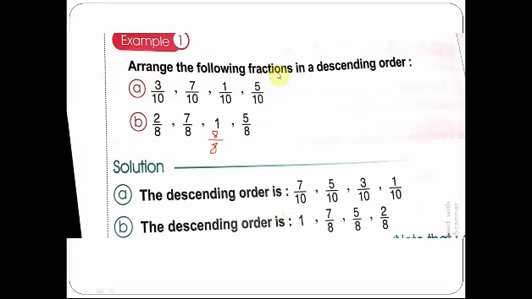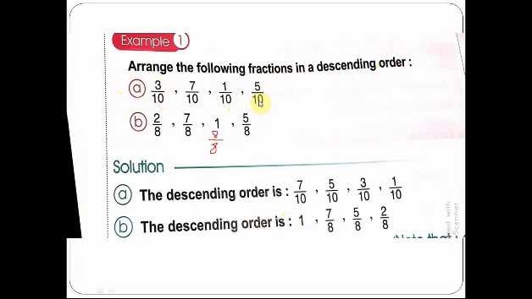Arrange the following fractions in descending order. Descending means from the dinosaur to the ant. That means from the big to the small. I have here the fractions 3/10, 7/10, 1/10, and 5/10.